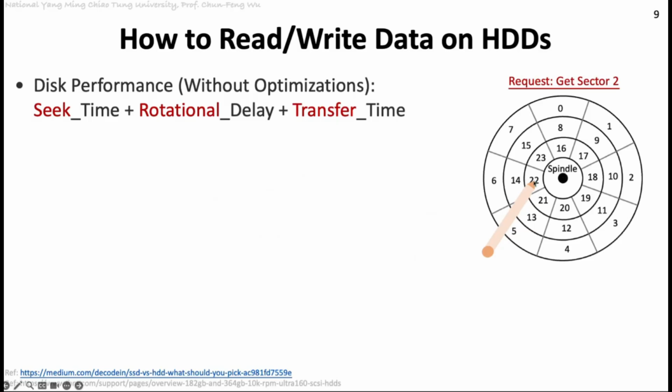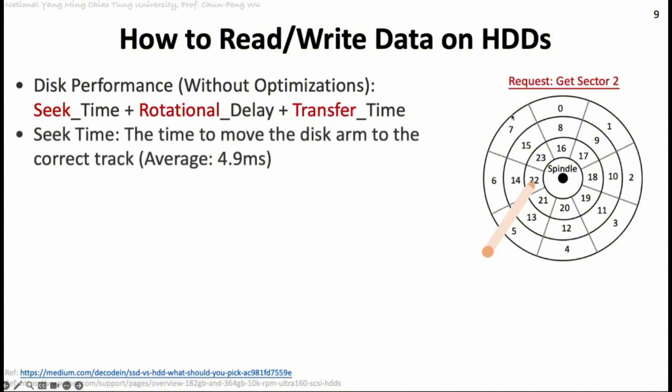So each kind of block with the numbers is called a sector. So this is sector 0, 1, 2, 3, 4, 5, 6, 7. For example, in this case, if the head now stops on sector 22, but now we get a request to read out sector 2. So sector 2 is here.